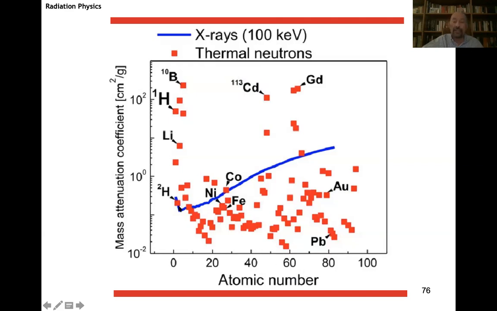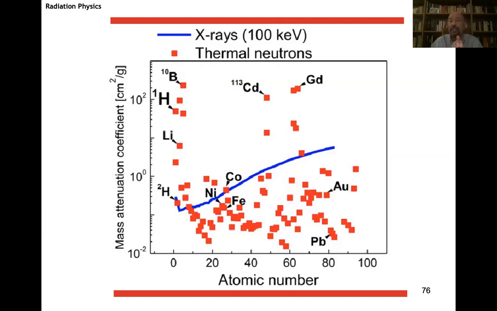So you see that for X-rays, this is relatively simple. You see the mass attenuation coefficient tends to increase with the atomic number of the target. But for neutrons, the situation is completely different, particularly for thermal neutrons, because you have huge values, for example, for boron. You have huge values for cadmium, for gadolinium, because of their nuclear structure, these elements are particularly sensitive to thermal neutrons.